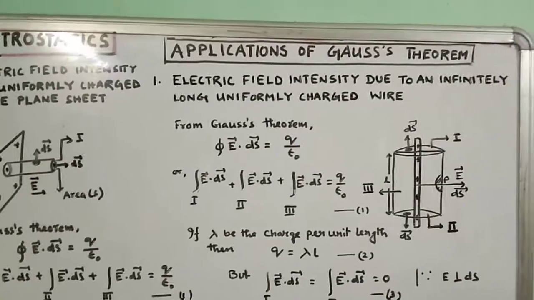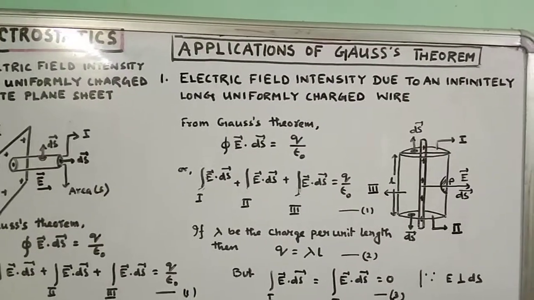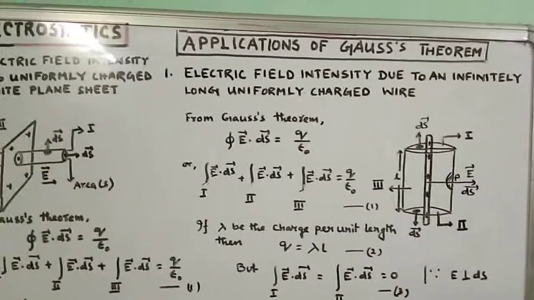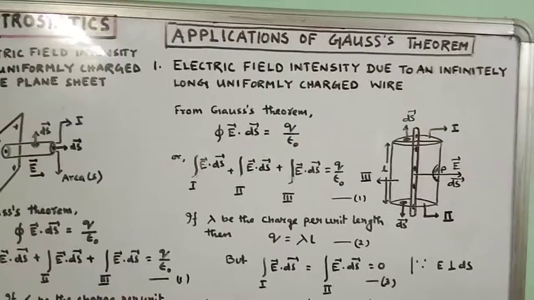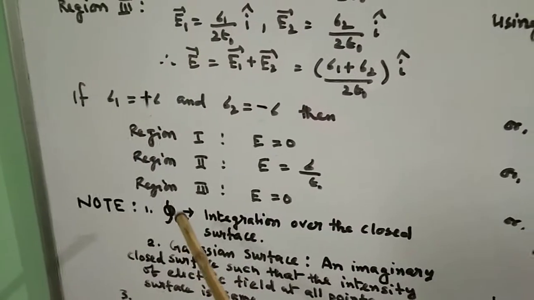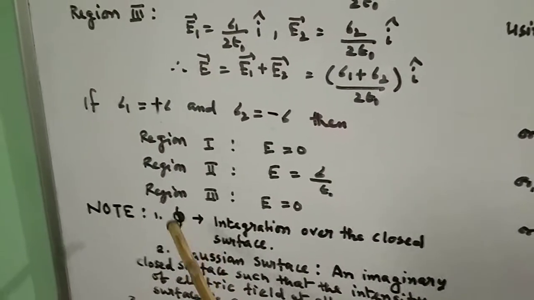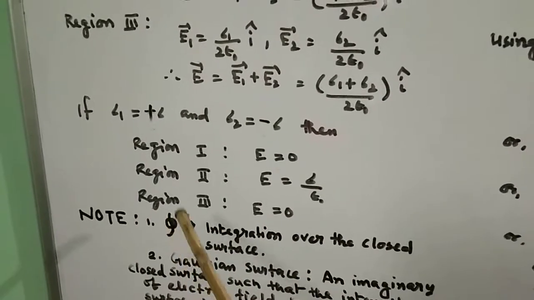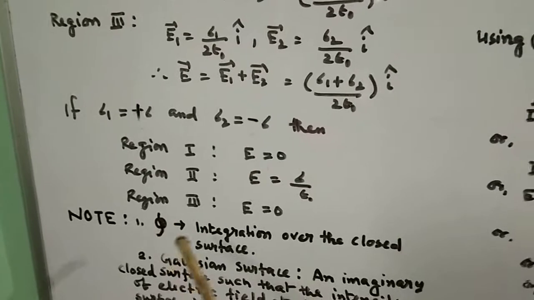surface. Now, to define the total electric flux through any closed surface, we basically use the closed integral. The symbol for closed integral we have already defined. This is the symbol for closed integration over the closed surface. So, integration over the closed surface is denoted by this one. So, this symbol you are going to use in Gauss's theorem.